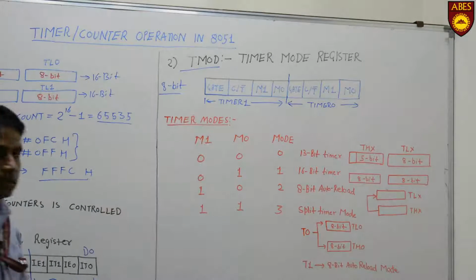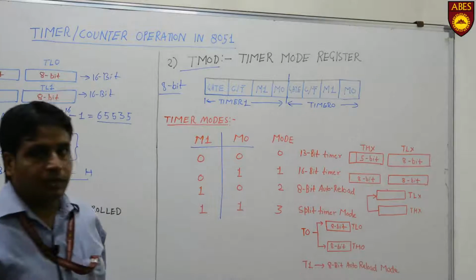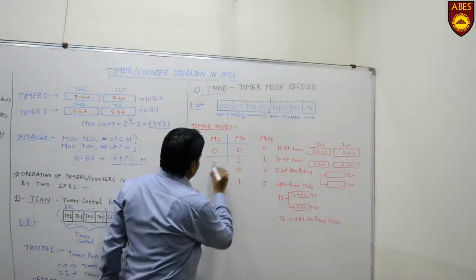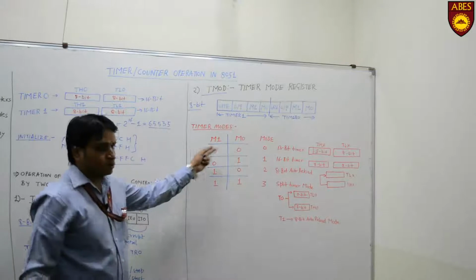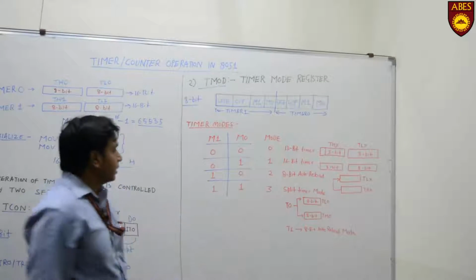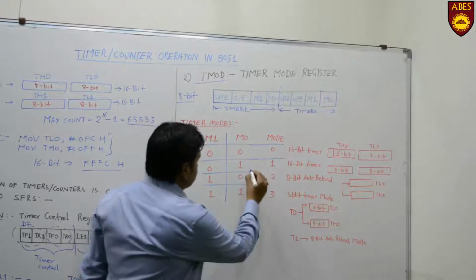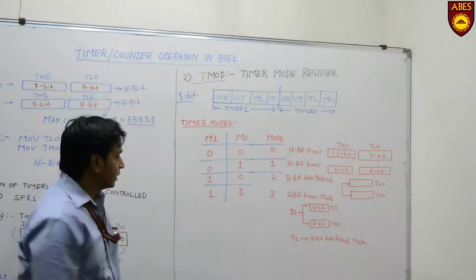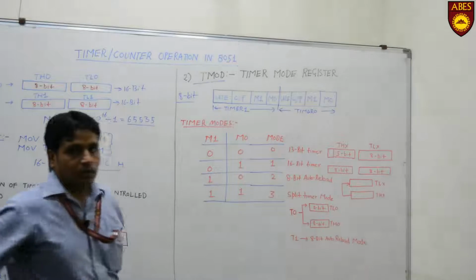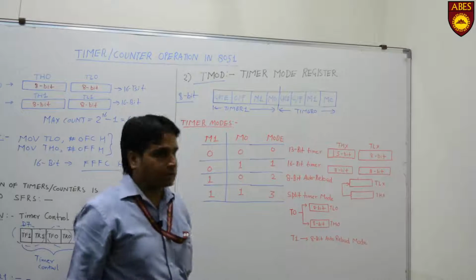So first we take the lower 2 bits, that is M0 and M1. These 2 bits decide the different operating modes of the timer. We can have 4 possible combinations of these 2 bits: 00, 01, 10, and 11. In the first case, mode 0 of the timer is selected. In case of 01, mode 1 of the timer is selected. In case of 10, mode 2 is selected, and in case of 11, mode 3 is selected. So we will see what is the difference in the different modes of this timer.